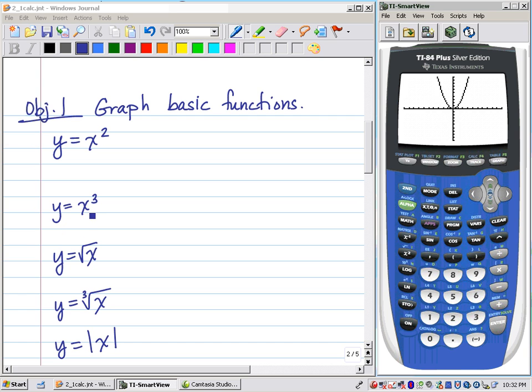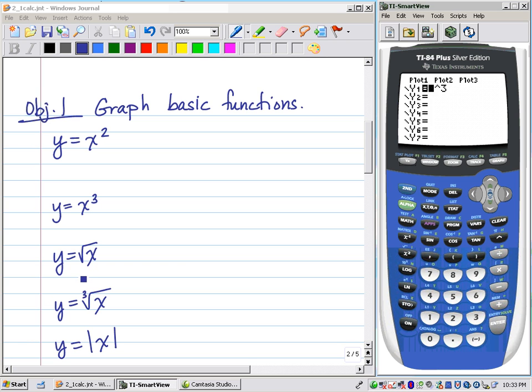To enter y is equal to x cubed, we can go to the y equals screen, clear out what we have. Now we would raise x to the third power and graph. And remember, you can always look at the table if you want to by pressing second and graph, and there you can see the properties of oddness that we talked about, and we'll get more into that later on.